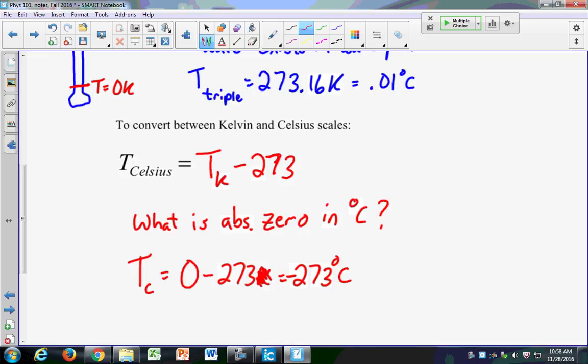But otherwise, the Celsius scale and the Kelvin scale have the same size of their degree. You understand what I mean? If I have a change of 1 degree Celsius and a change of 1 Kelvin, that's the same change in temperature. Now, 1 degree Celsius is not equal to 1 Kelvin, right? But those changes in temperature are the same. Alrighty?